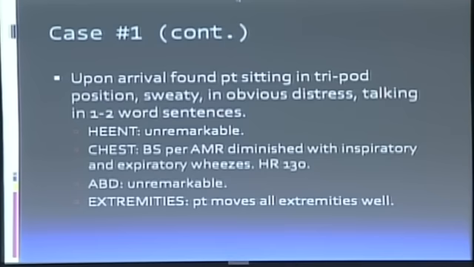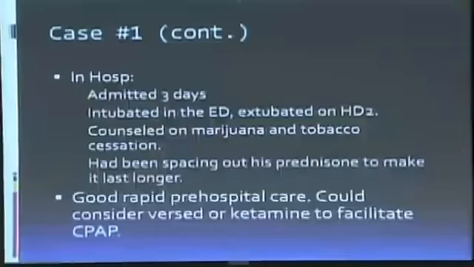Patient was clearly in respiratory distress on arrival, tachycardic with diminished breath sounds, wheezing. So the patient was given albuterol and Atrovent. IV was obtained, given Solu-Medrol. It's documented in the narrative.